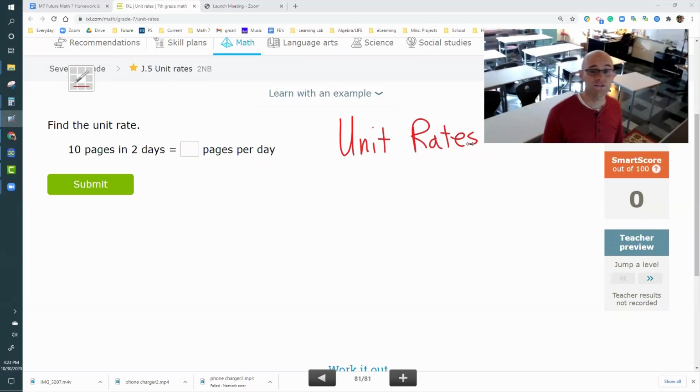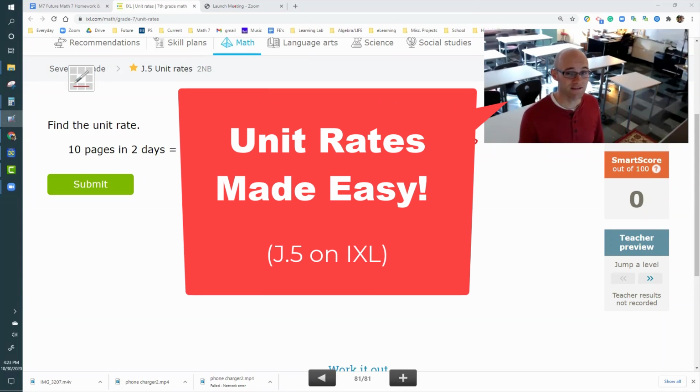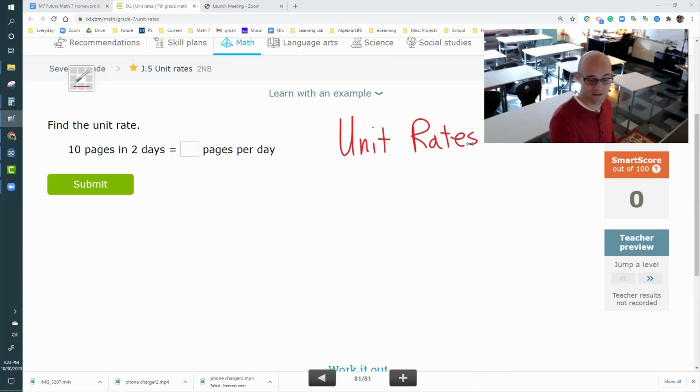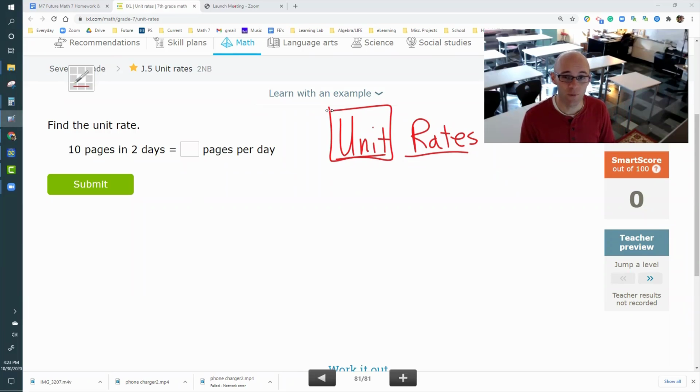All right, everybody. So this is topic J5 in IXL, and it's the idea of unit rates. What in the world is a unit rate? Well, first off, if I said you can go to the store and buy a unit of pop, that would mean you just bought one. Unit really just means one. And rate really is just how fast something is changing.